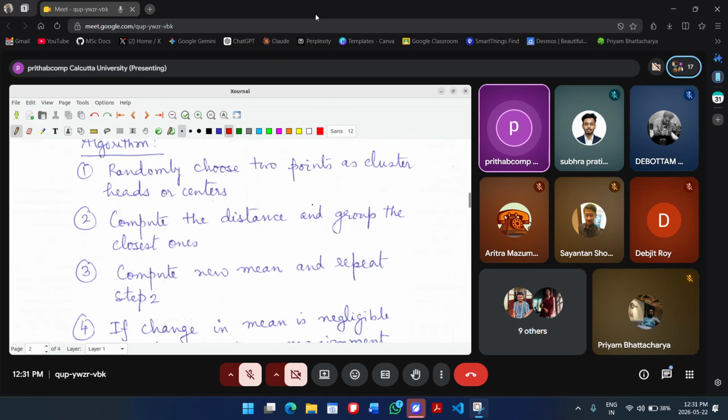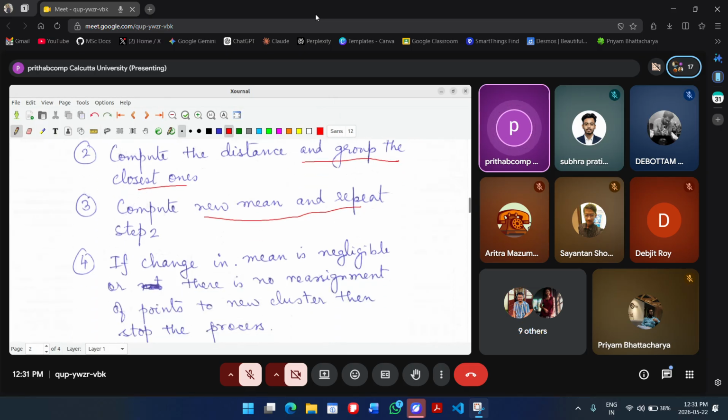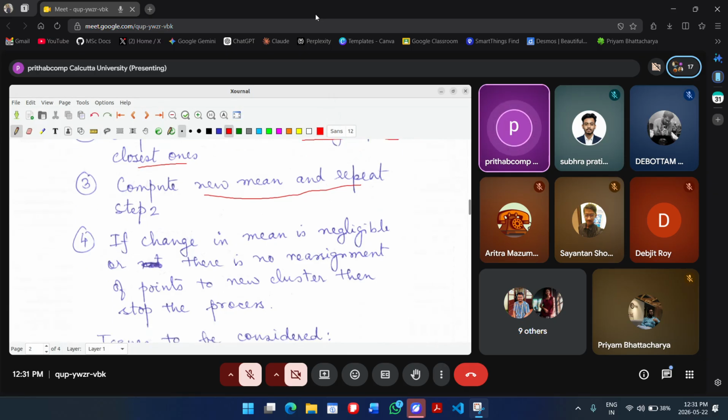So the algorithm is: randomly choose 2 points as cluster heads or centers, assuming that we have 2 clusters in the beginning. Now compute the distance and group the closest ones. For every point I see the distance to head 1 and head 2. If that point is closer to head 1, I assign it to head 1. After finishing all the points, we compute the new means and repeat step 2. If the change in mean is negligible or there is no reassignment of points to a new cluster, then stop the process.